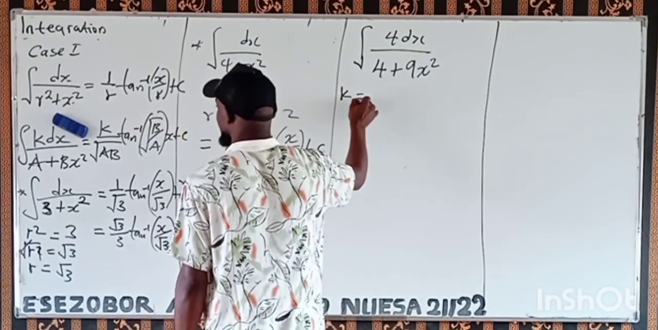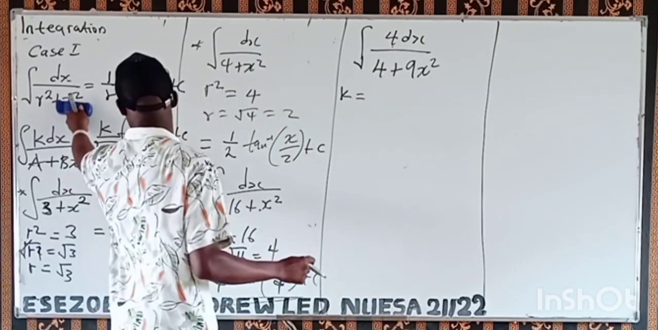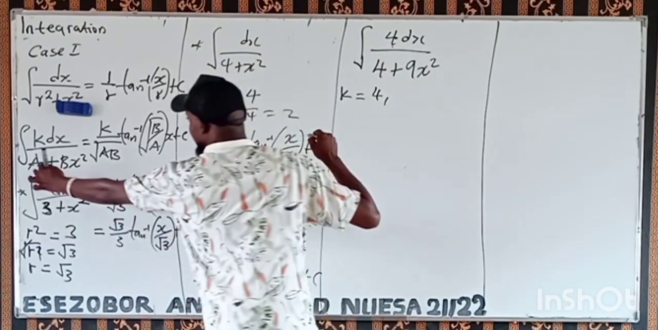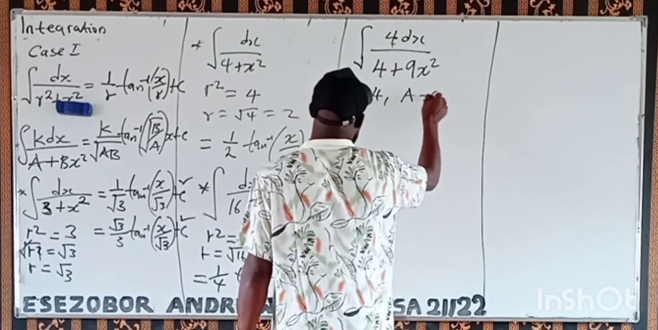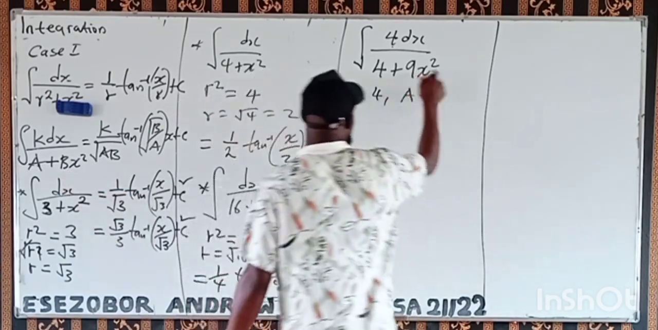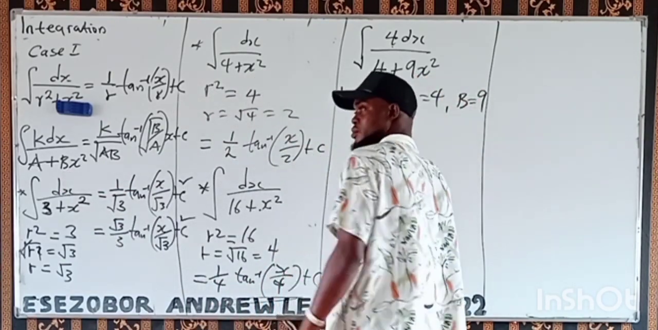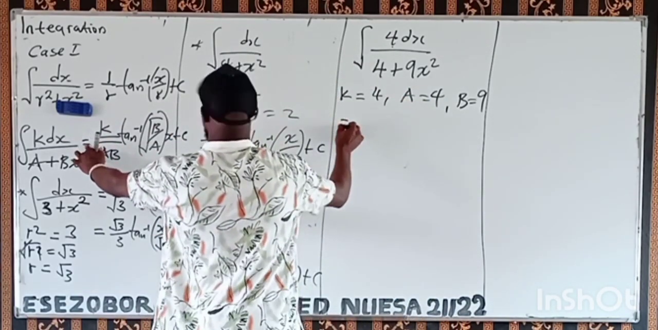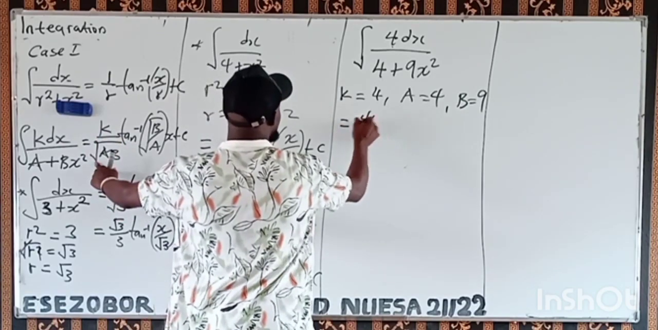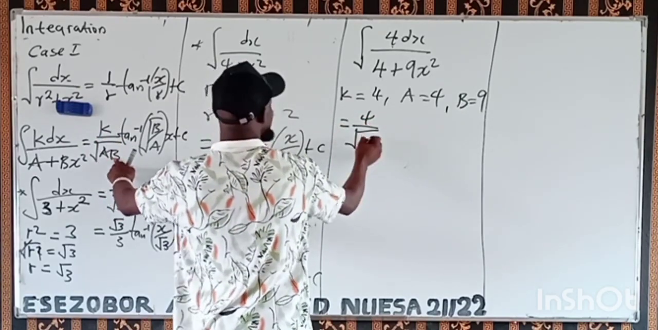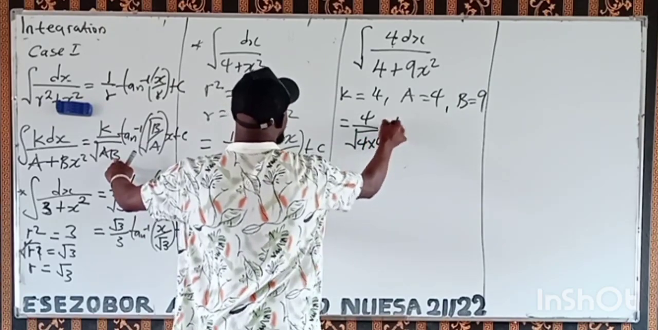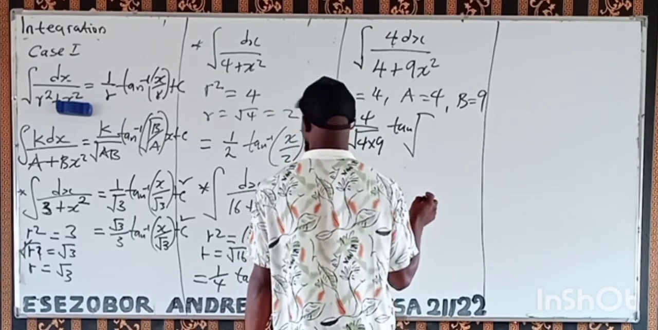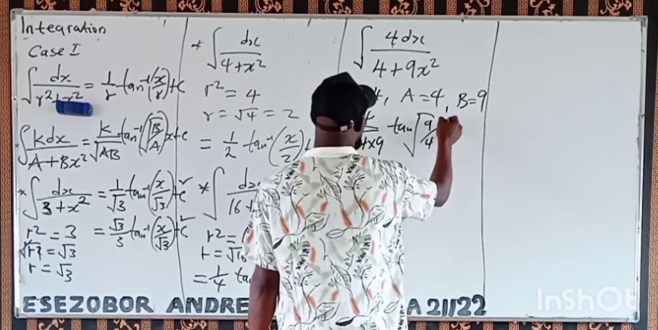Because k, just compare the k here, the numerator of ds. So this k is 4. Then a here, a is also the same thing, 4. Then b is equal to 9. Just compare this to this. The next thing, the answer will be k over root ab. K over root ab. What's a? A is 4, b is 9. Tan inverse of root b over a.